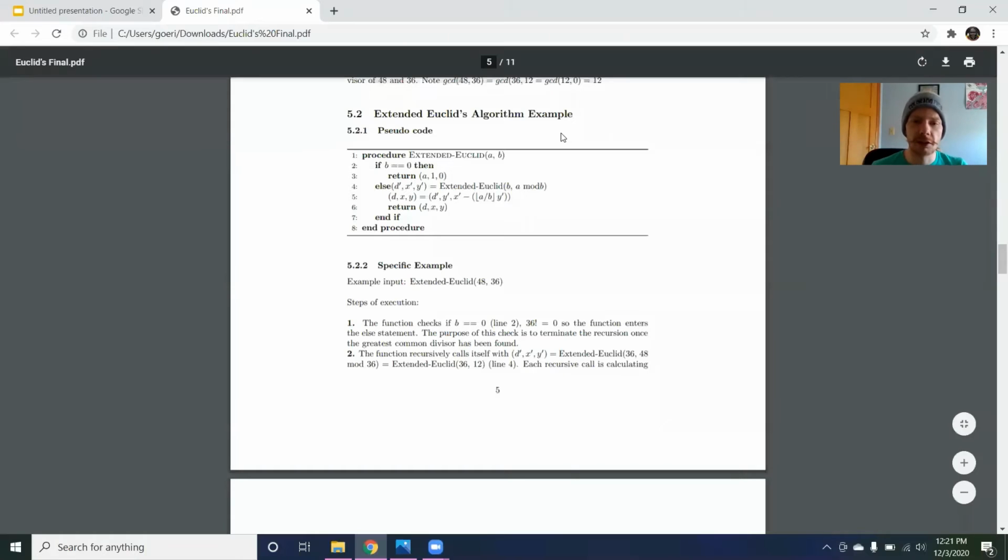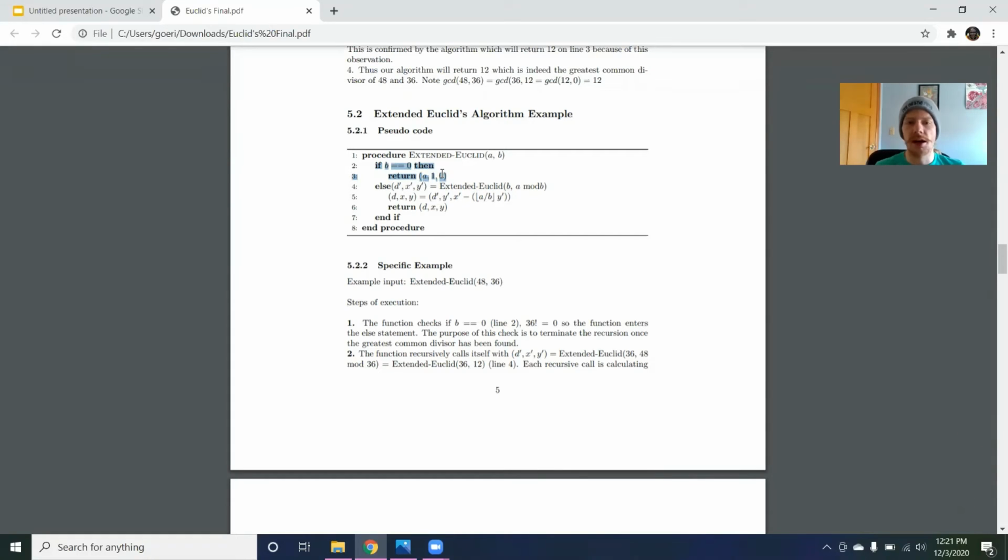Okay, now I'm going to really quickly go through the solution for the extended algorithm. Right here is the pseudocode. Right now I'm just going to talk about the first case, which is basically the same as in the regular algorithm: it's going to return A if B is equal to 0, but it's also going to return these X and Y values of 0 and 1. That's because we're returning A as our D value. So that means A times 1 plus B times 0 is always going to be D.